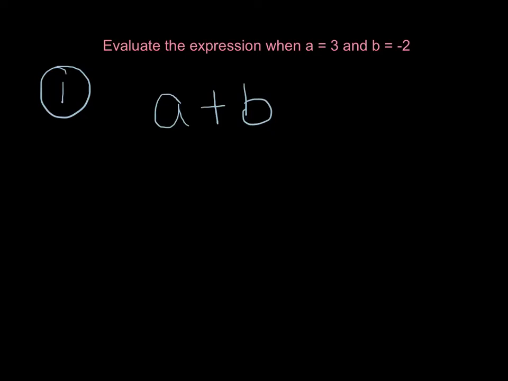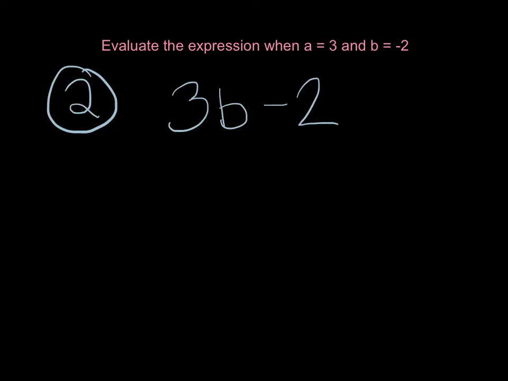Evaluate the expression when a equals 3 and b equals negative 2. For number 1, we have a plus b, and what we're doing is plugging in numbers for the letters. Right here you see that a is 3, so where this a is, I'm going to replace it with a 3. The b is negative 2, so I'm going to replace the b with a negative 2. So now I have 3 plus negative 2. If you remember from Tuesday, they are opposite signs, so we subtract them. So 3 minus 2 is 1. They're more positive, so my answer is 1.